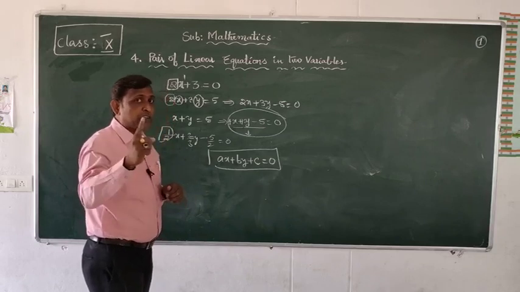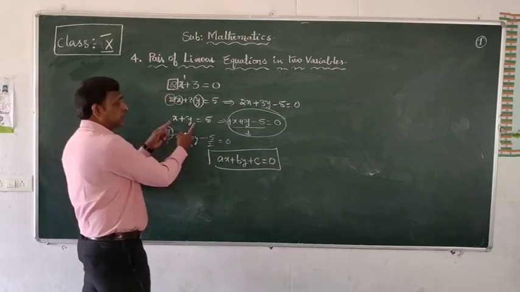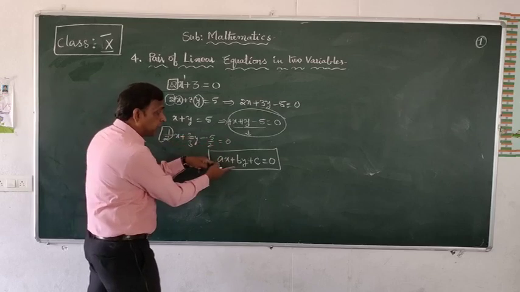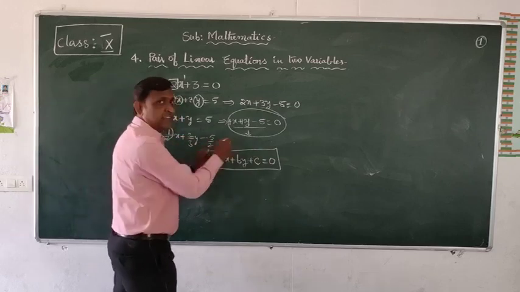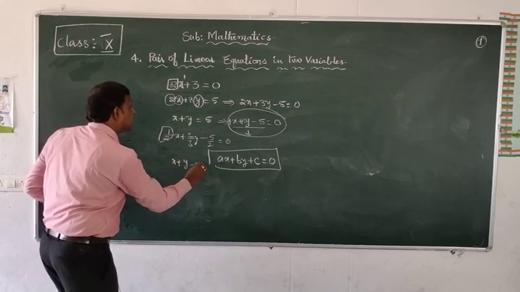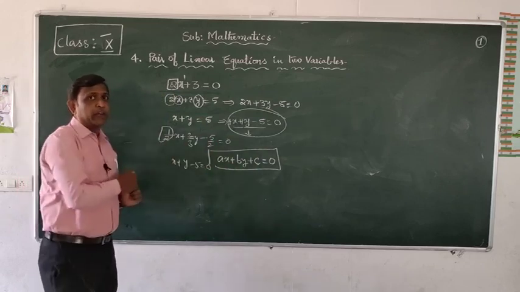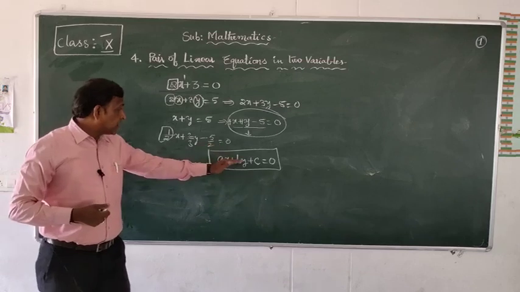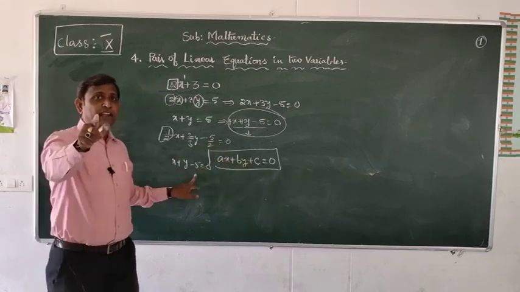C is equal to 5, but remember, we are going to compare with the form ax plus by plus c is equal to 0. Then you can say here x plus y minus 5 is equal to 0. Now you can do the comparison here, and we can understand c is equal to minus 5.